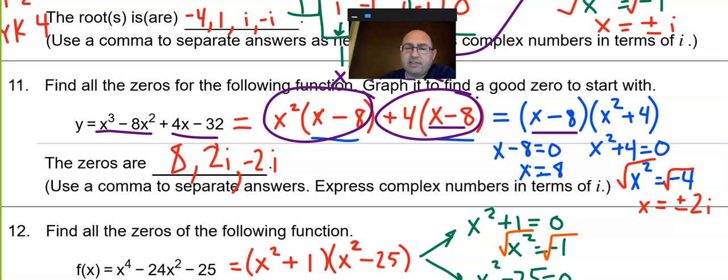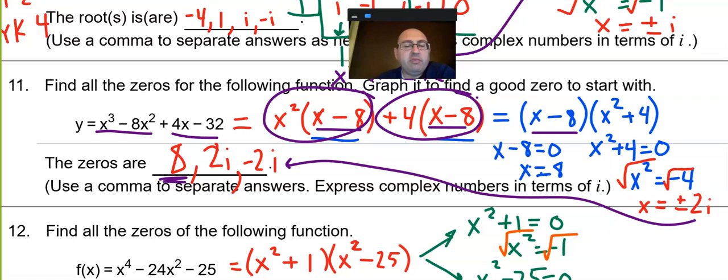So I pulled out the x minus 8 because it's a common factor, and that left me x squared plus 4. Obviously, x minus 8 is spitting out the 8, which is what you would find on a graph. And then you would get x squared plus 4, subtract 4, take the square root, and that's where I get my plus and minus 2i. And my plus and minus 2i will be written like this. All right.